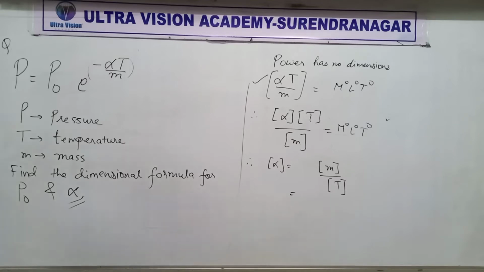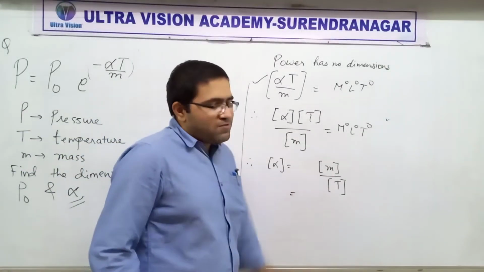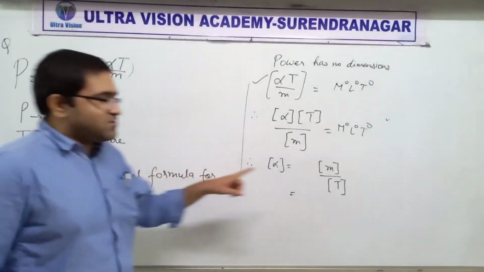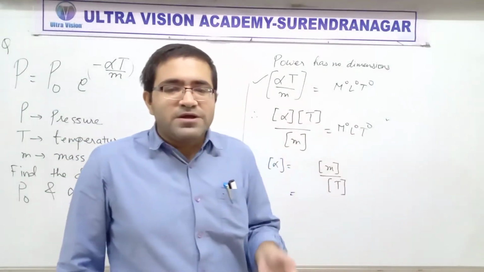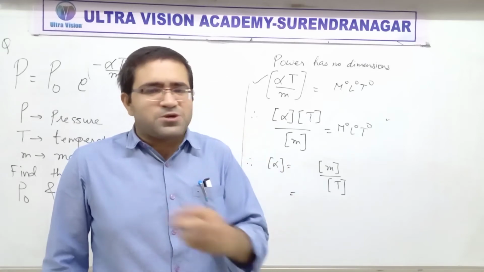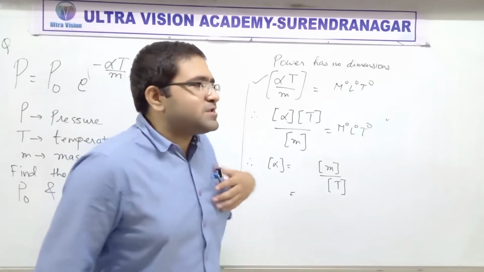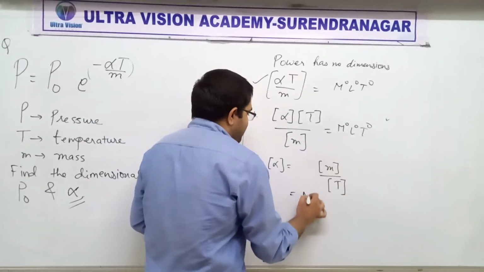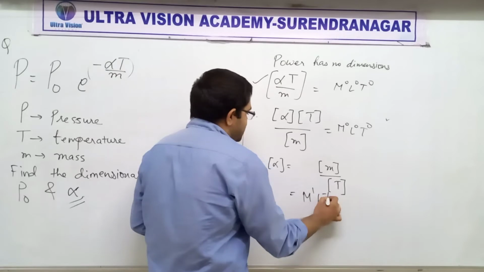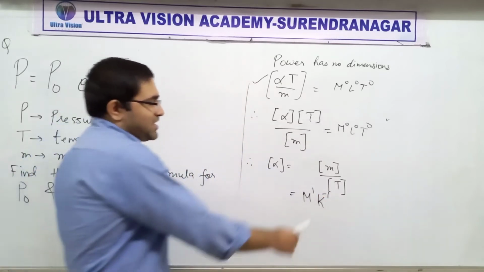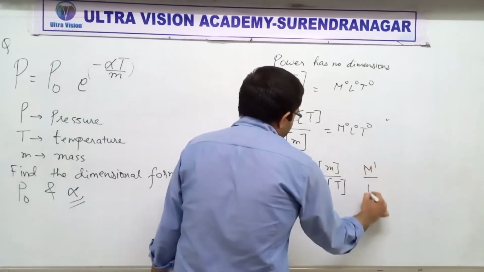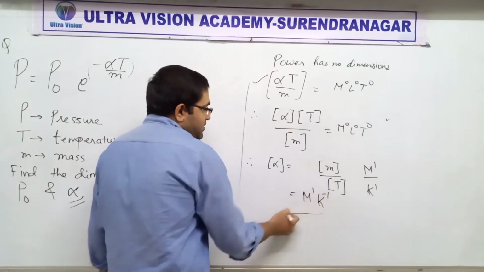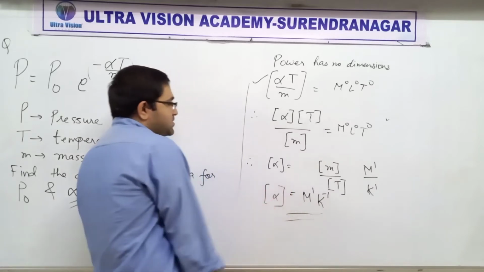The dimensional symbol for temperature is not capital T. Don't forget, take that list out. It is K, for Kelvin. So this is going to be M raised to 1, K raised to minus 1. Is that clear? Because K is in the denominator. M raised to 1 upon K raised to 1 means M raised to 1, K raised to minus 1. Understood or not?